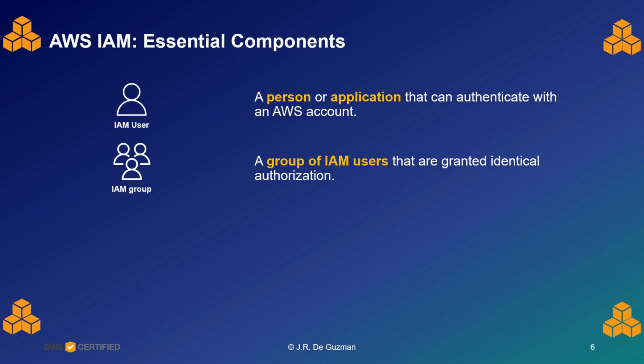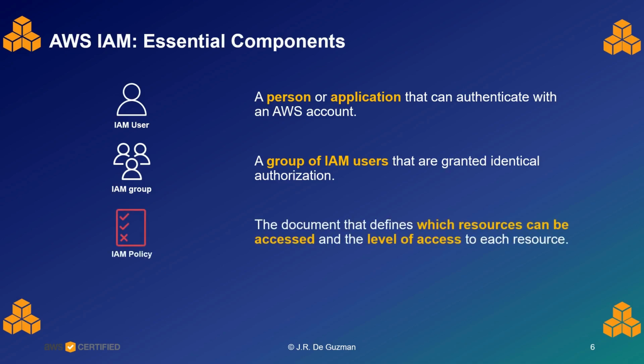And the third component is the IAM policy. A policy is a document that defines permission to determine what users can do in the AWS account. A policy typically grants an access to specific resources and specifies what the user can do with those resources. Policies can also explicitly deny. So later on, we will discuss more about AWS IAM policy. So be ready for that one.